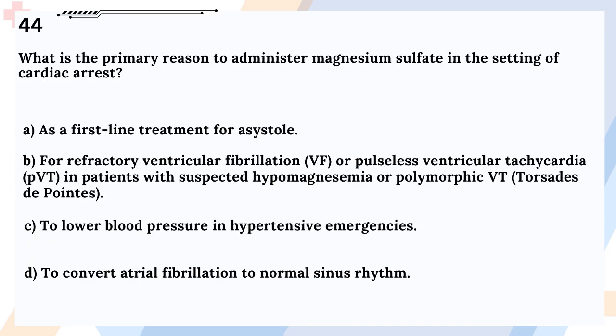Question 44. What is the primary reason to administer magnesium sulfate in the setting of cardiac arrest? A. As a first-line treatment for asystole. B. For refractory ventricular fibrillation, VF, or pulseless ventricular tachycardia, pVT, in patients with suspected hypomagnesemia or polymorphic VT, torsades de pointes. C. To lower blood pressure in hypertensive emergencies. D. To convert atrial fibrillation to normal sinus rhythm.